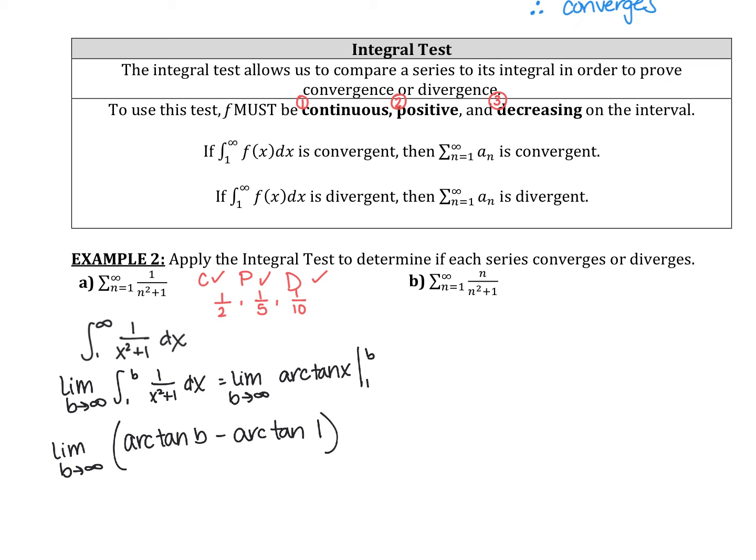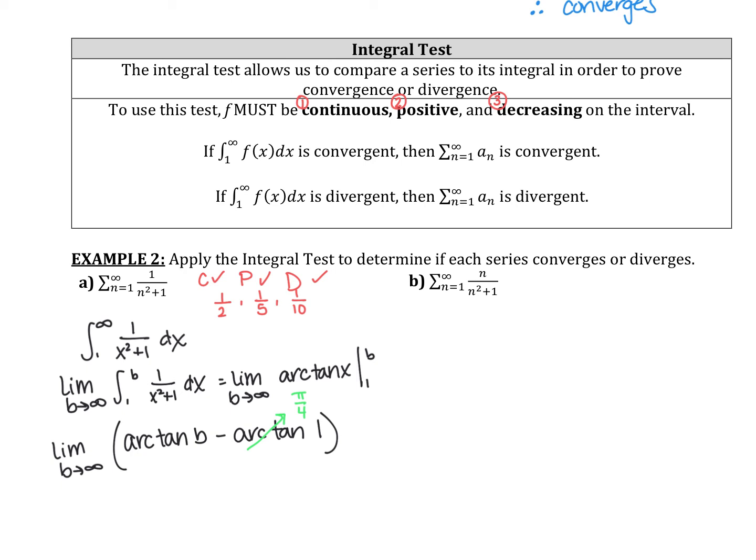Okay. Do we know the arctangent of 1? Meaning, what angle gives me a tangent that's 1? Hopefully you said pi over 4 on that. So this piece right here is just pi over 4. b doesn't impact this problem any, so it's just minus pi over 4.